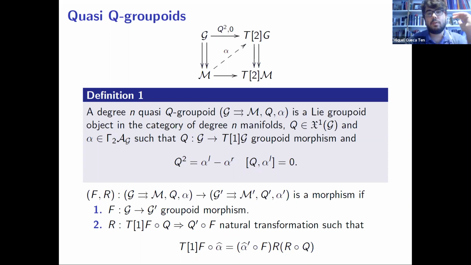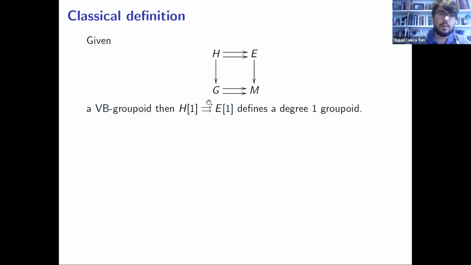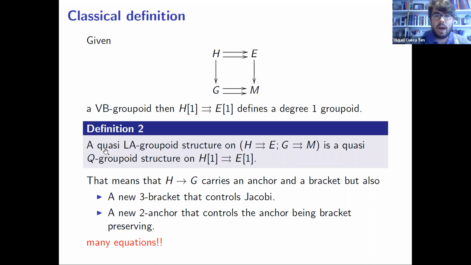So we now have a tentative definition of what a Stacky Lie algebroid should be, but it's in graded geometry terms. So let's try to unfold our definition. For that, just recall that I already said that given a VB-groupoid, you have a degree 1 groupoid: these vector bundles define a degree 1 manifold, these other vector bundles define a degree 1 manifold, and since it's a VB-groupoid, you have a groupoid structure in the category of degree 1 manifolds. So a quasi-LA groupoid structure on this VB-groupoid is just a quasi-Q groupoid structure on this degree 1 groupoid. This is the definition of quasi-LA groupoid.